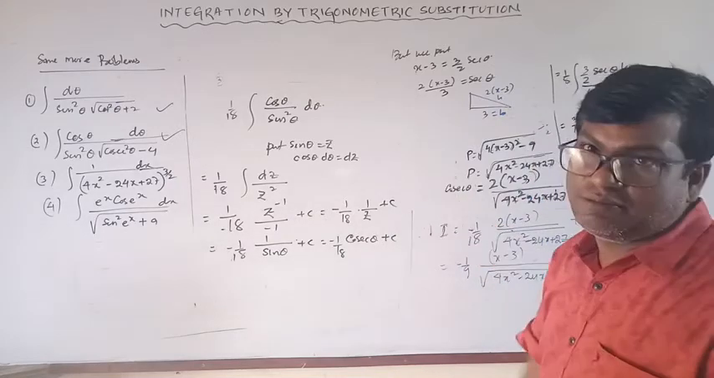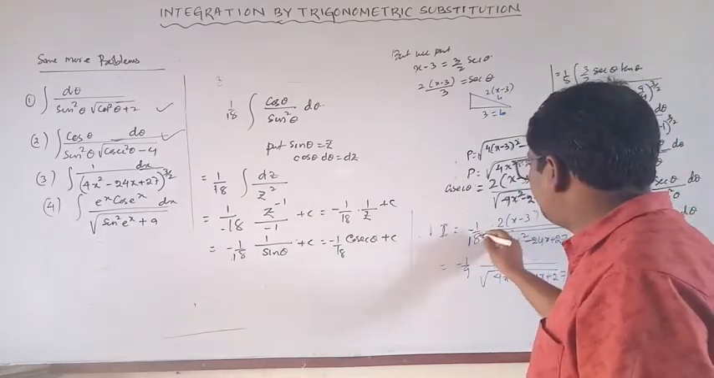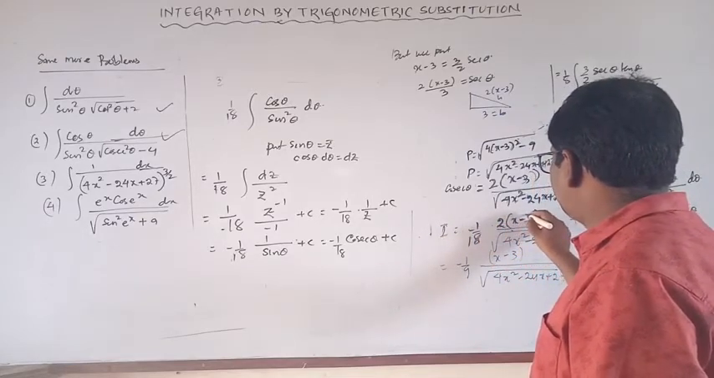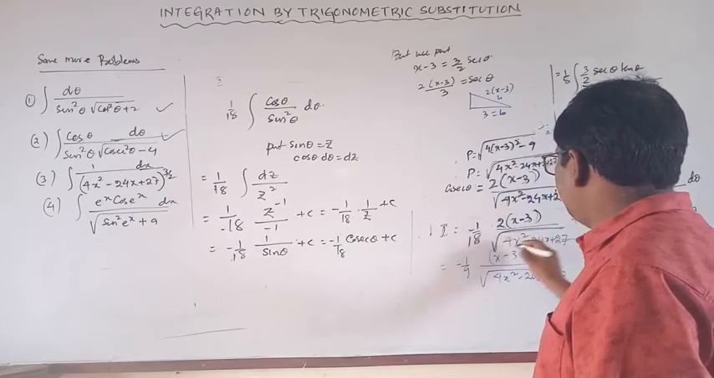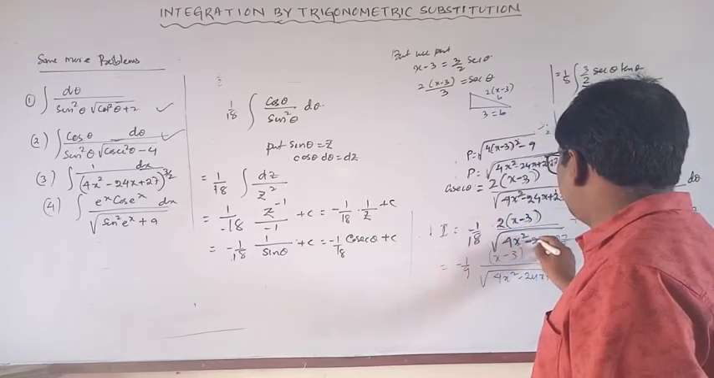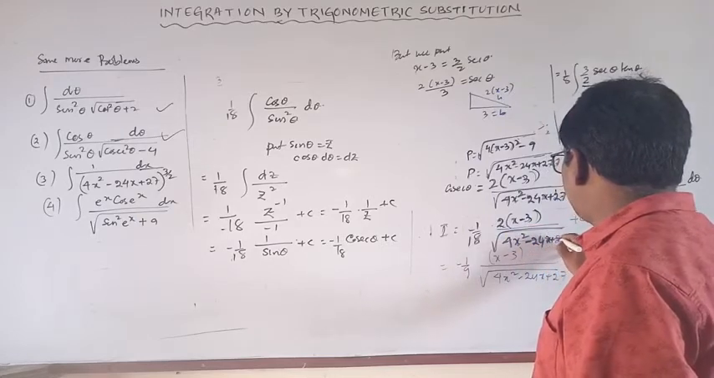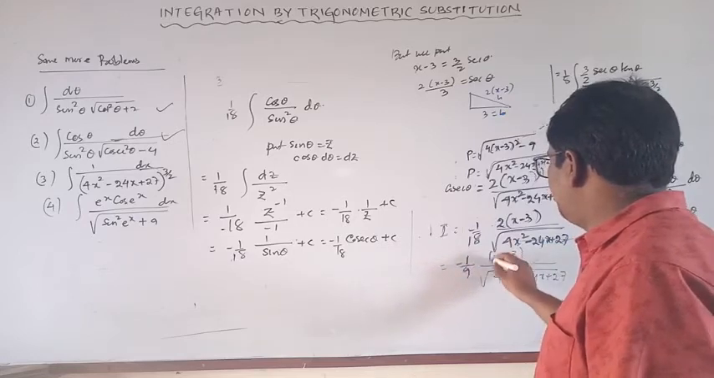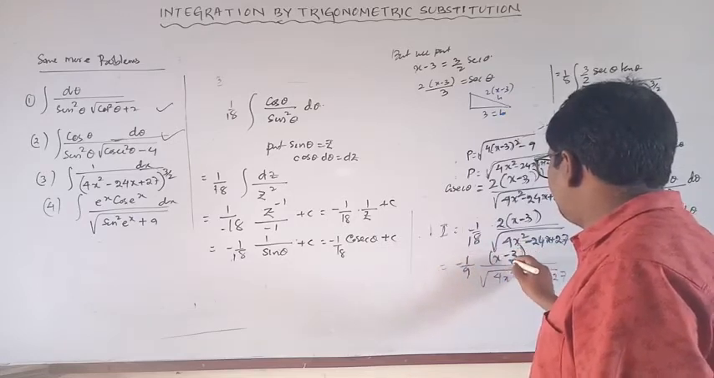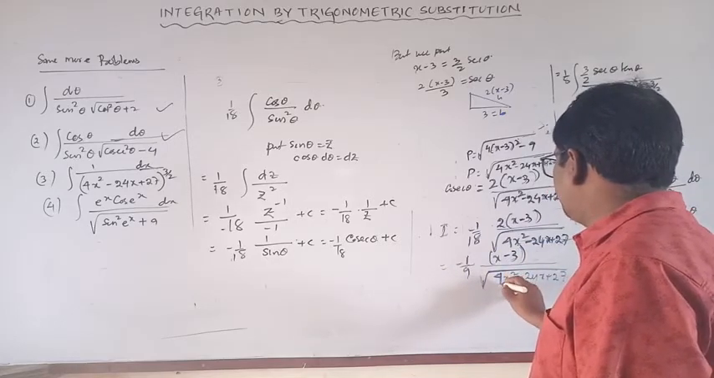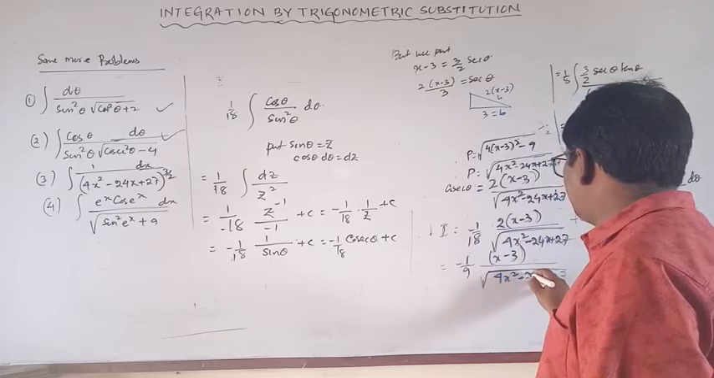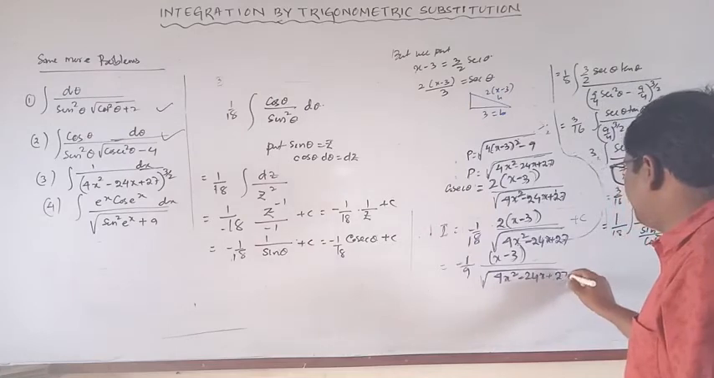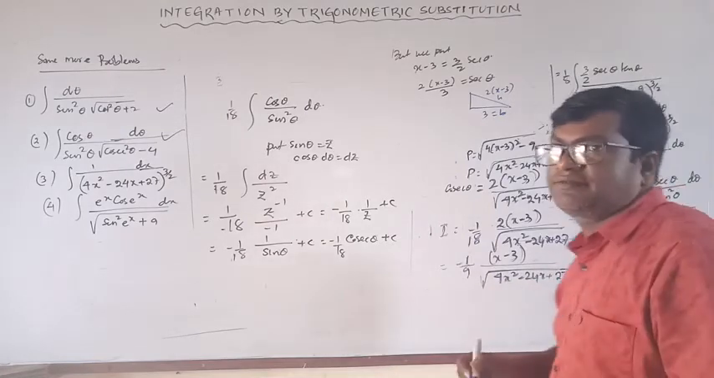and integration I, suppose this is the symbol for integration, I is equal to 1 by 18 minus 1 by 18, 2 into x minus 3 whole divided by 4x square minus 24x plus 27, then minus 1 by 9, and this is x minus 3 divided by 4x square minus 24x plus 27 plus c. Okay, this is the answer.